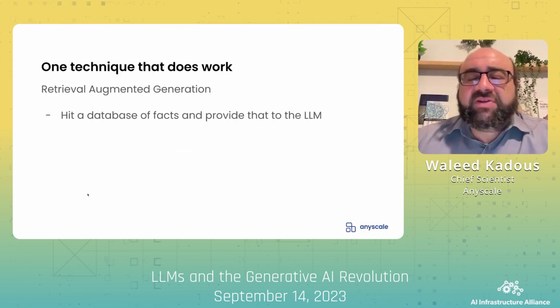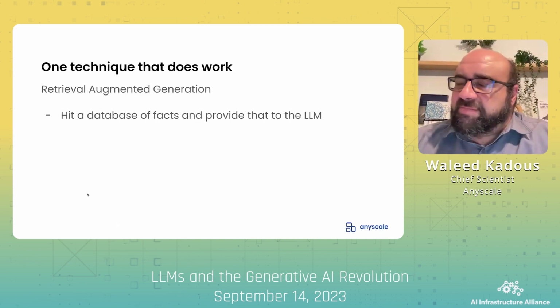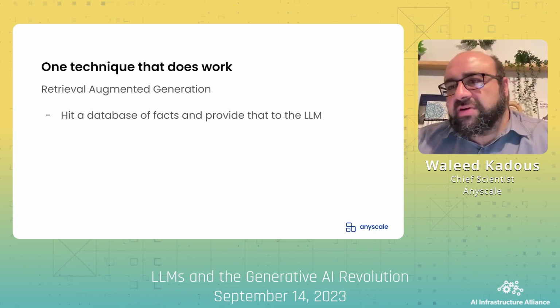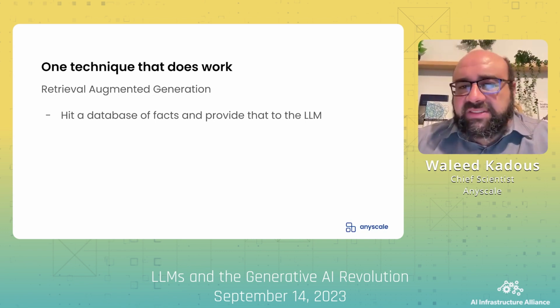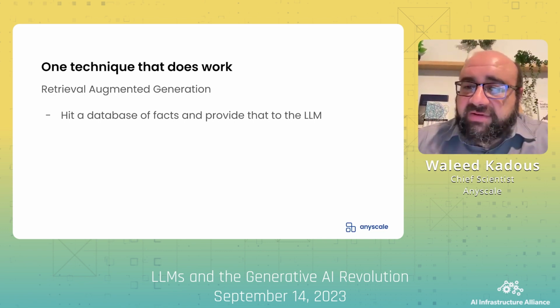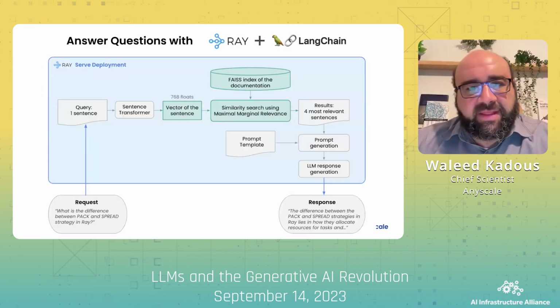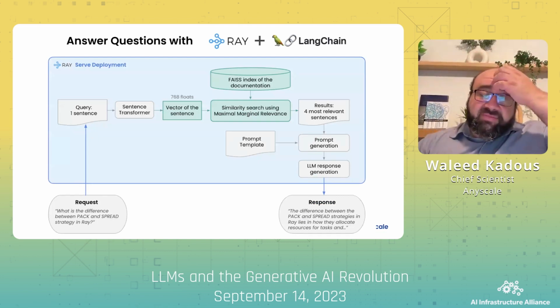So what happens when you want to do that? Well, the best way that we know of right now is something called retrieval augmented generation. And that means that you hit a database of facts and provide that as context as part of the prompt to the LLM. So here's an example of how you might do this.